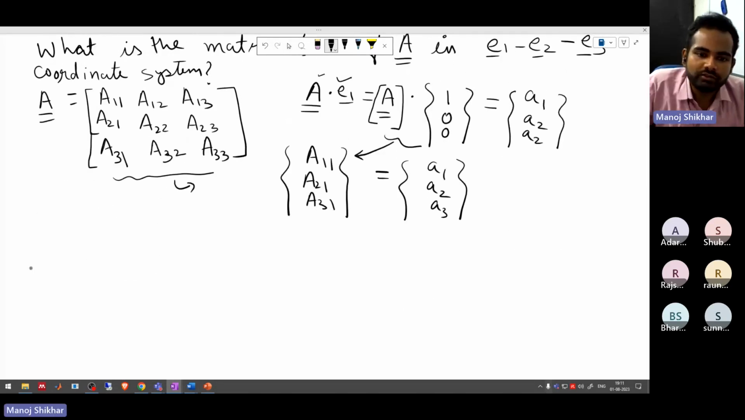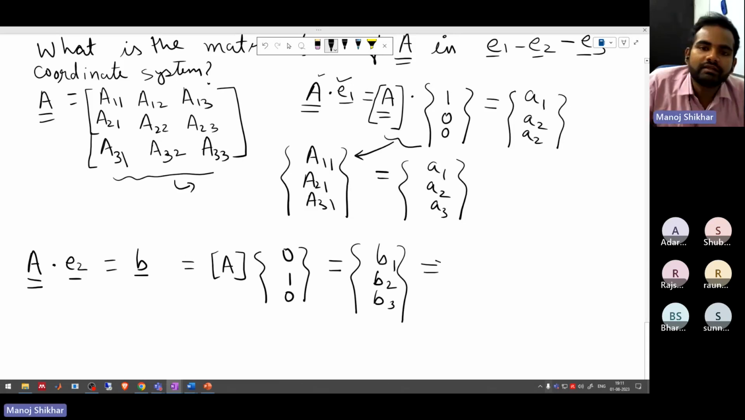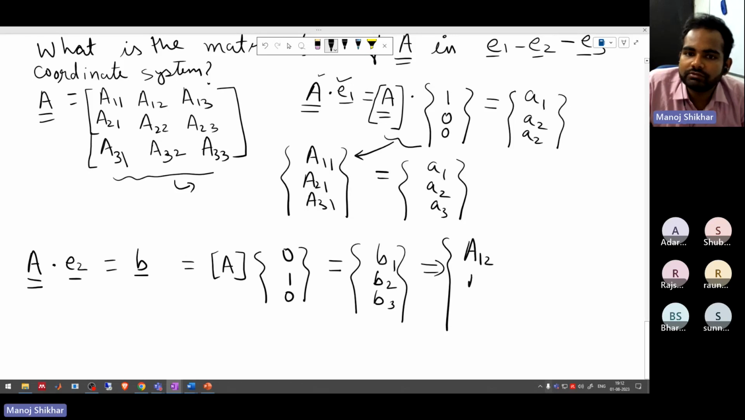Similarly, what should you get if I do this? It will be the matrix form of A multiplied with 0, 1, 0, equal to b1, b2, b3. This means we will get the second column now, A12, A22, sorry, A32.